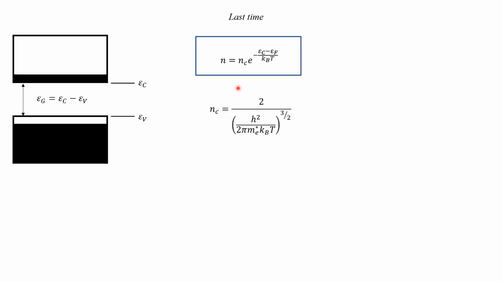Last time we derived an expression for the concentration of free electrons, which are electrons in the conduction band. In this lecture we're going to rederive this expression, but now using a different strategy that involves the very important concept of density of states.